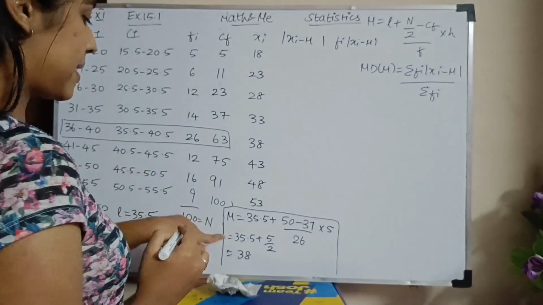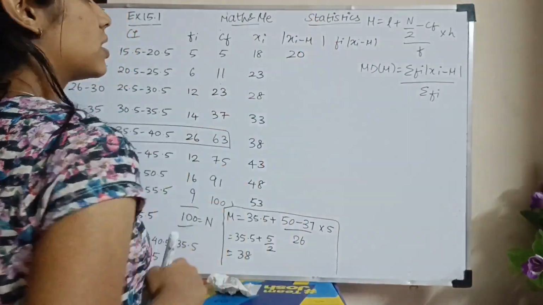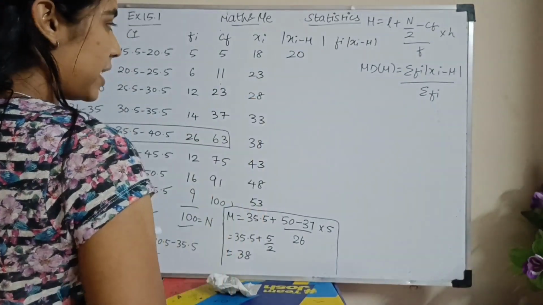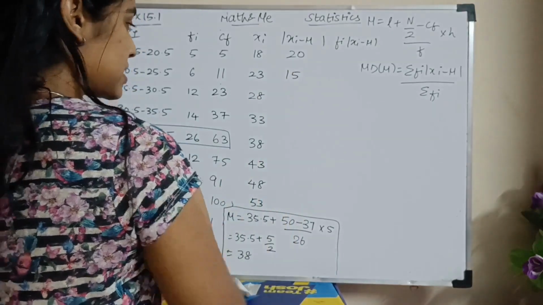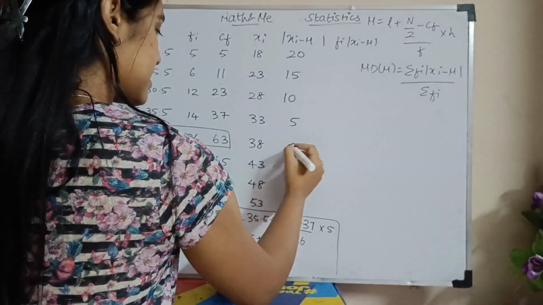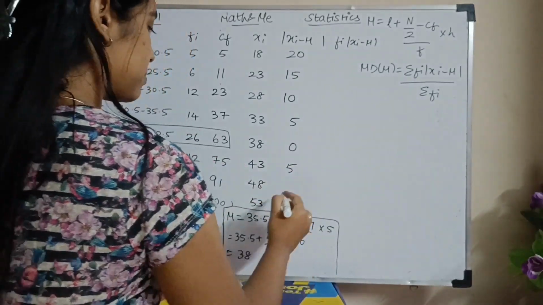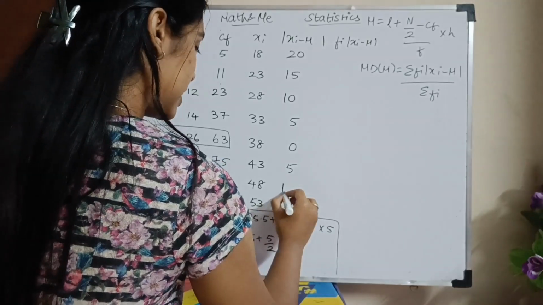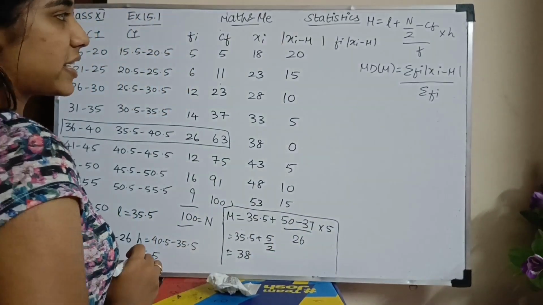What is my xi minus m? My m is 38. So 18 minus 38 is minus 20. Absolute value it will be plus 20. 23 minus 38, which will be 15. 28 minus 38, 10. 33 minus 38, 5. 38 minus 38 is 0. 43 minus 38 will be 5. 48 minus 38 is 10. 53 minus 38 is 15. So these are my values of the modulus of xi minus m.